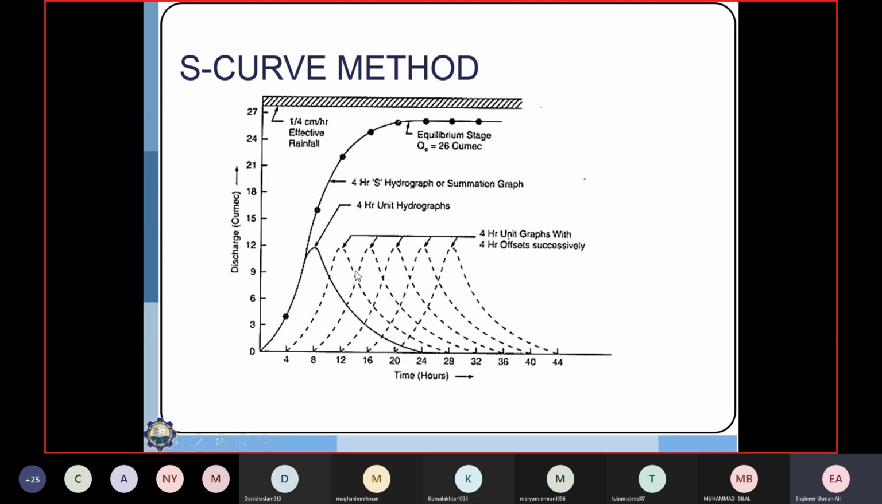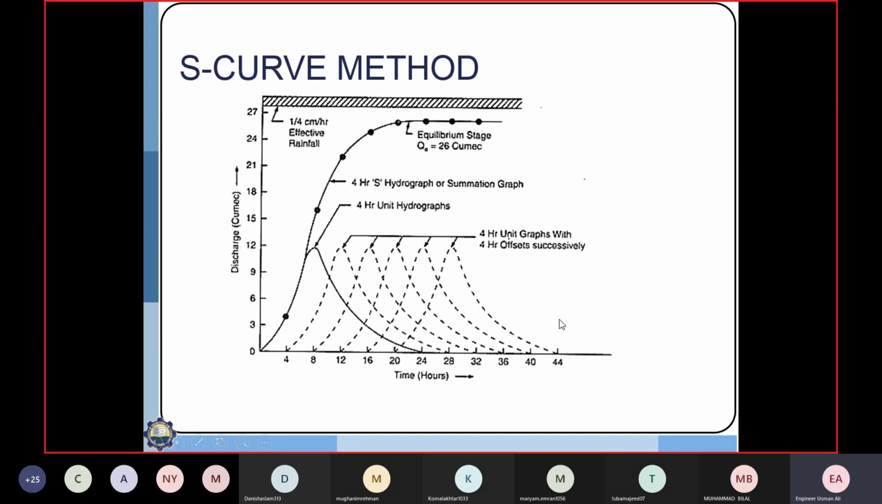What we have to do is make the offsets. These dotted lines are the offsets. An offset is another unit hydrograph of the same duration which is delayed or lagged by 4 hours from the previous one. So the first offset of this 4-hour unit hydrograph is lagged by 4 hours, meaning it starts at the fourth hour. The next offset starts 4 hours after this one. So the difference in the starting of each 4-hour unit hydrograph is 4 hours from each other. These are called the offsets.